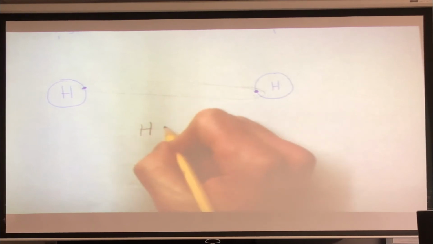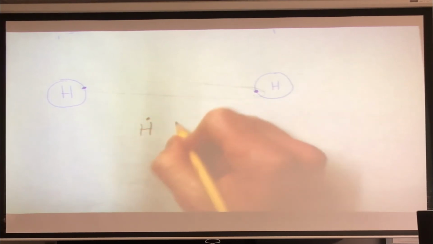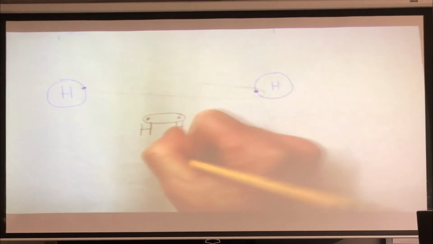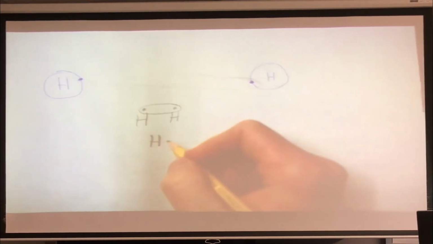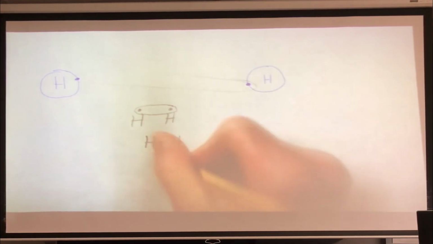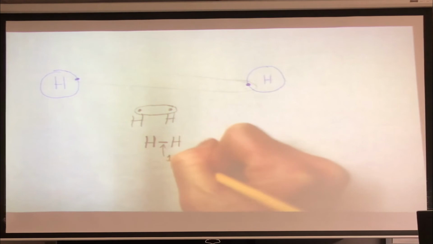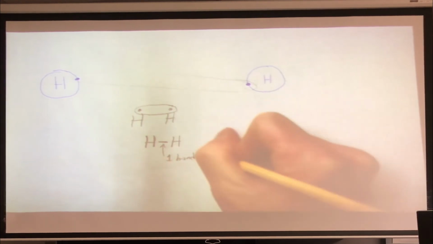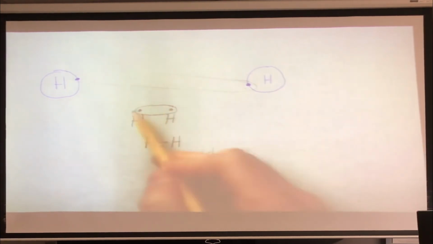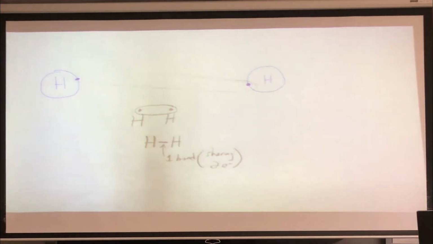Now in our Lewis dot, each one has 1. We share these, and we can represent that with a covalent bond, a line. What this line means is it's a bond. This is 1 bond, which is sharing 2 electrons. I write e negative for electrons. They're both happy because they have a full valence shell.